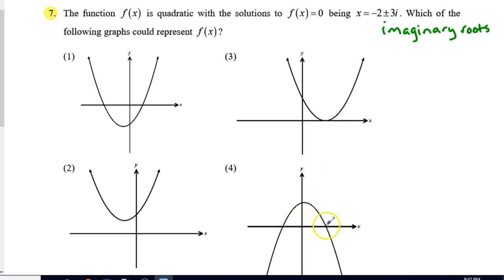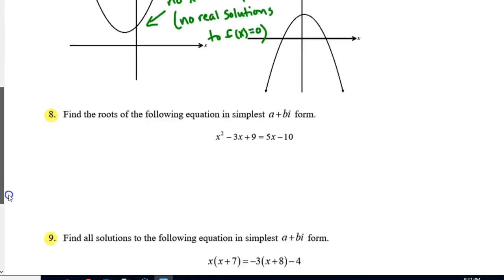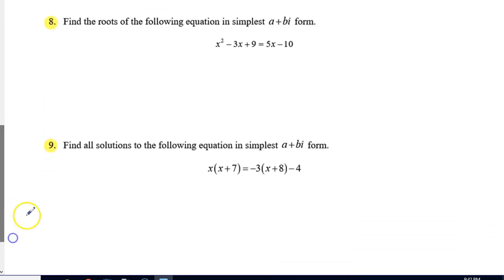Choice 4 has 2 roots. Number 2 does not have any real roots. It does not touch the x-axis, so it doesn't have any real solutions to f of x equals 0. That means the roots are imaginary, and that's what we said here. The next one we're going to look at is number 8.